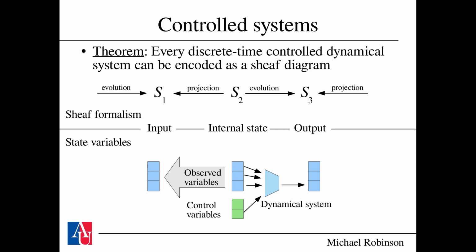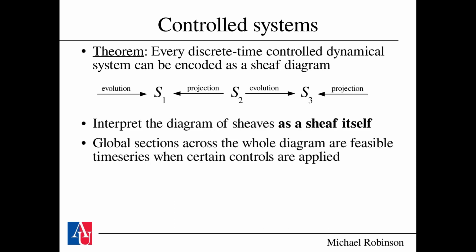And one of the nice things about this theorem is it's quite tangible. You can see that a time series runs. I could extend this diagram to the left or to the right, forwards or backwards in time, without any particular problem. That way you can talk about the control action evolving as well. Great. I'm going to suggest that this diagram of sheaves be interpreted as a sheaf itself, sort of as a recipe for a larger sheaf. The global sections across this whole diagram are feasible time series when certain controls are applied. If you will, they're telling you exactly how the state evolves. Now, why would you want to do this? Well, the reason why you might want to do this now is because this particular diagram might not have a global section if there's some errors. Errors in evolution, i.e. the model is incorrect, or errors in observation.